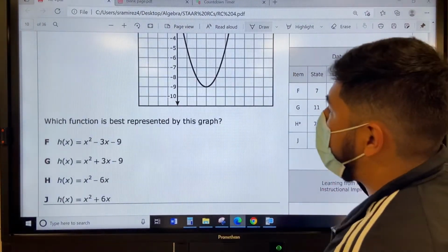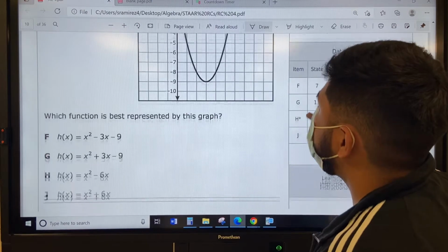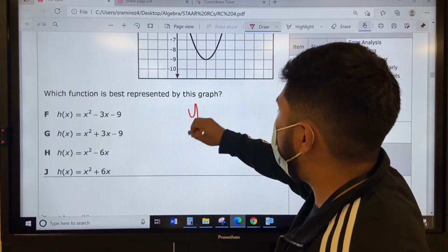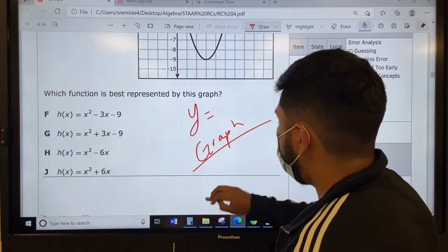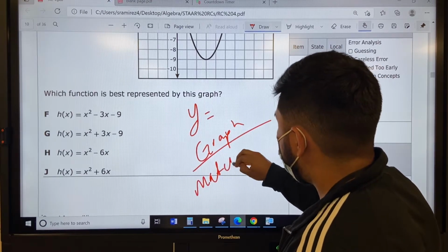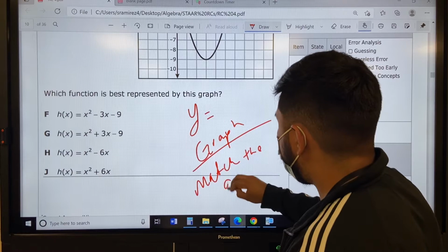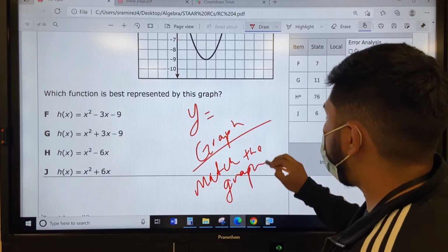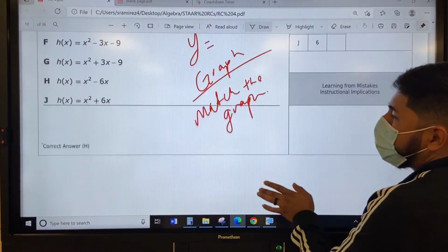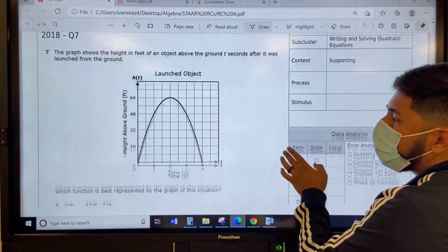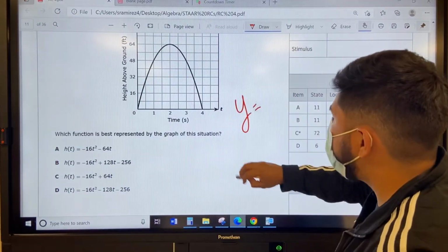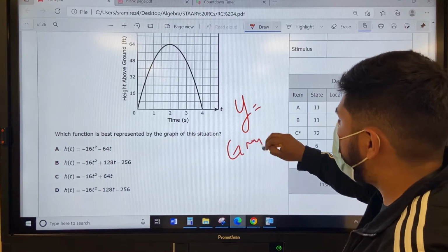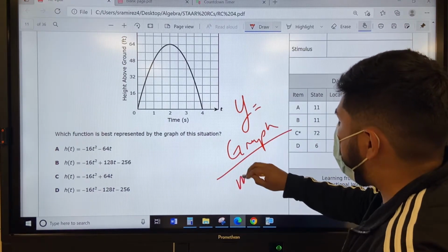Okay, this is just y equals, match the graph. Write that in. Y equals graph, match the graph. We're gonna pass this test, ladies and gentlemen. If you do what you're supposed to do, we're gonna pass the test. Y equals graph, match.